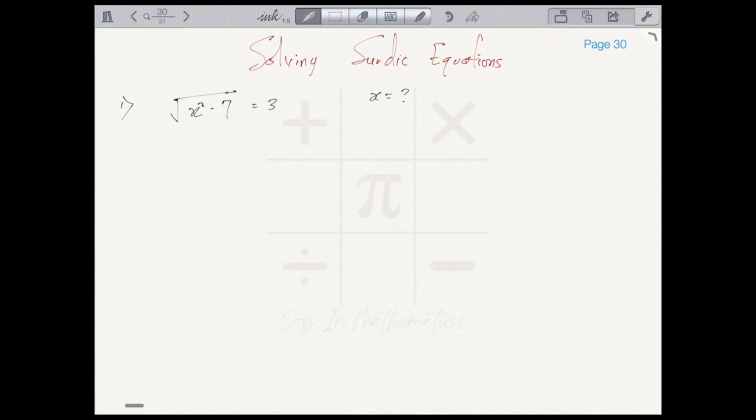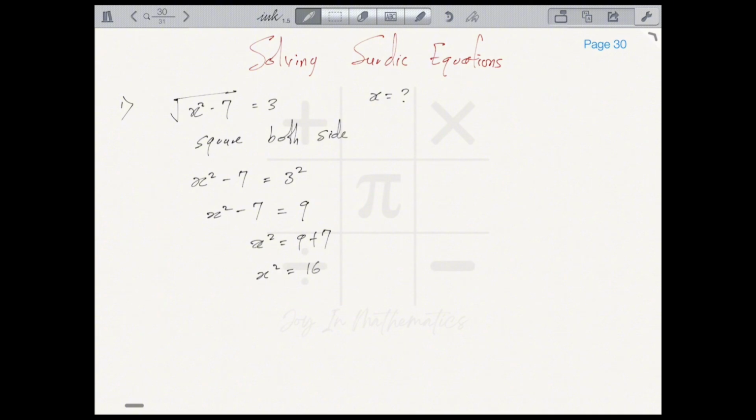Now to do this, all we have to do is square both sides, which is something we are going to do very often while solving surdic equations. We keep squaring both sides until we eliminate the square root component. So if we square both sides, the left hand side will be left with x squared minus 7 and the right hand side will be 3 raised to the power 2. So we have x squared minus 7 is equal to 9. So x squared will be equal to 9 plus 7. Therefore x squared is equal to 16.